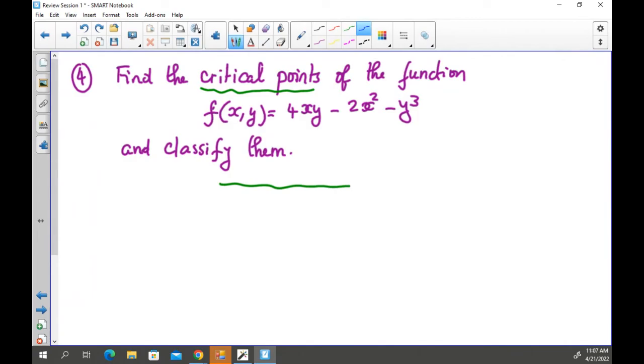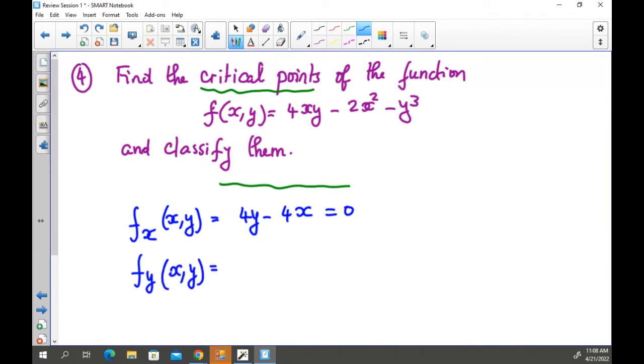Yeah, fx and fy should both be equal to 0. Good. So first you find the fx, which will be 4y minus 4x, like this. And this should be equal to 0. And then fy, the partial derivative with respect to y, will be 4x minus 3y squared, also equal to 0.